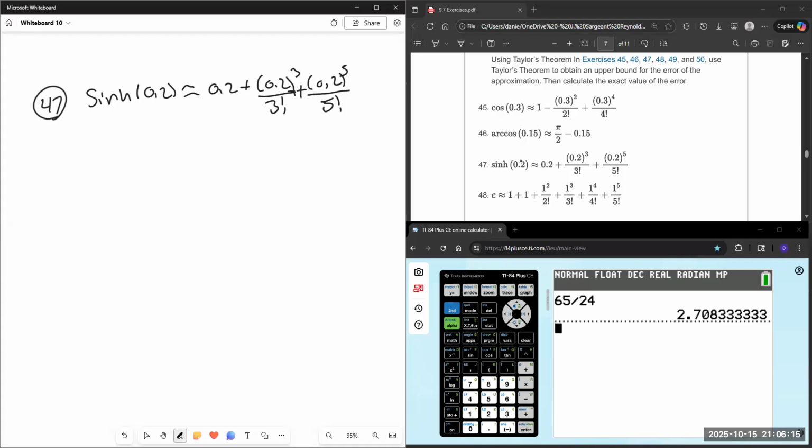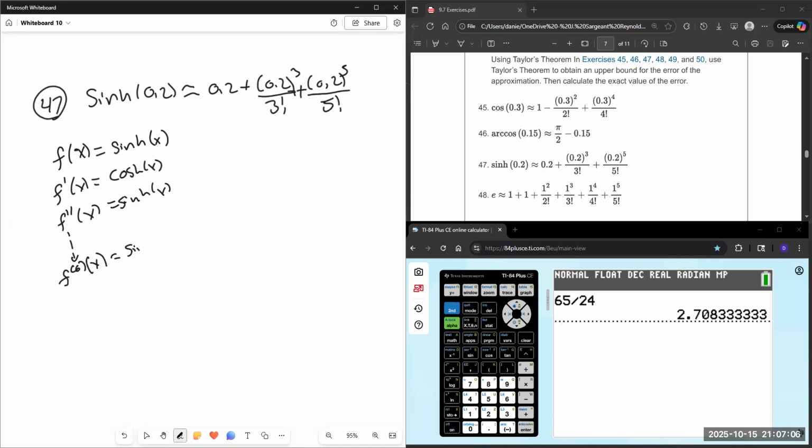So I have to go one more term here to f6, the 6th derivative. f of x is sinh x, so f1 is cosh, and f2 is sinh, and back and forth, so that every even power is sinh, and every odd power is cosh. So f6 of x is equal to sinh x.